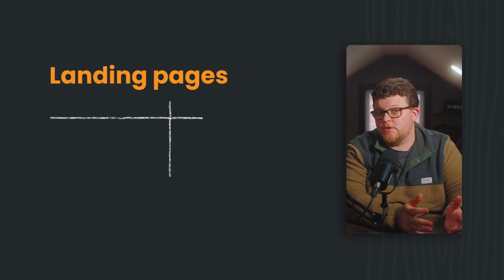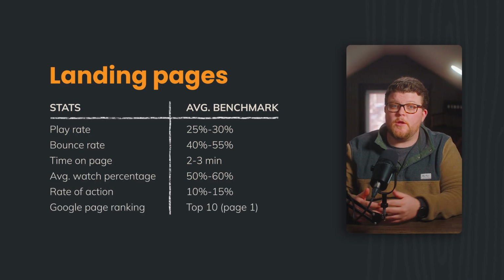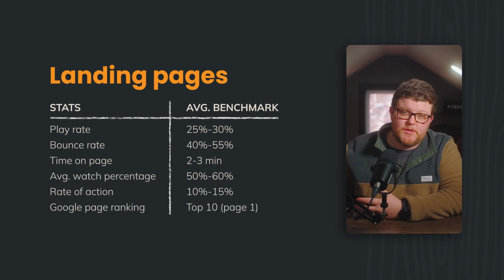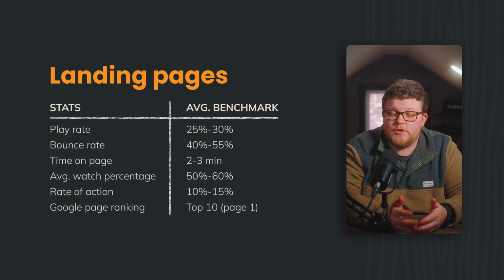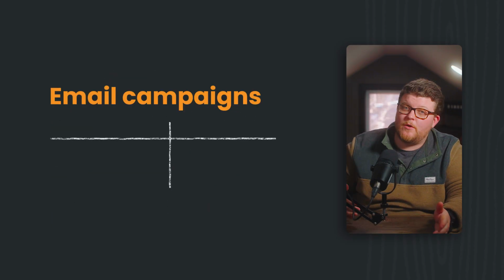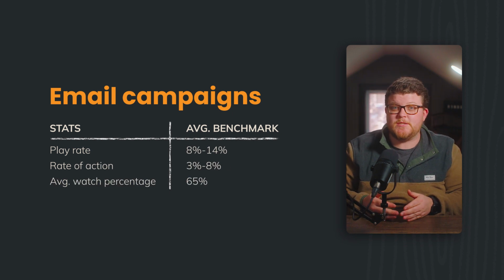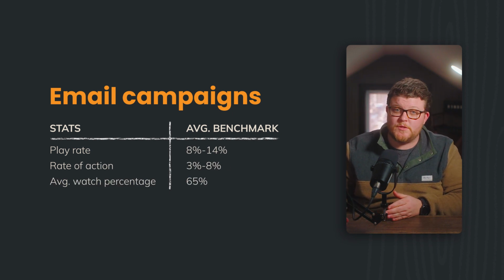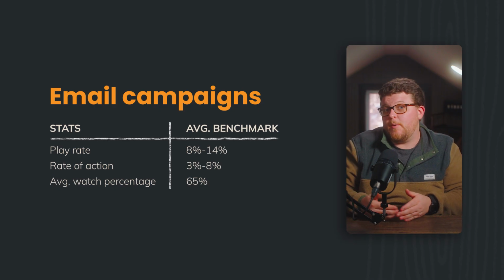Let's start with landing pages. We track these stats specifically to measure friction. For example, if your play rate is high but your bounce rate is up, your video isn't doing its job of keeping people on the page, something you should definitely investigate. For email, the goal is conversion intent. We're looking for high click-through and action rates to see if the video is actually pushing the viewers to the next step in the funnel, like booking a discovery call or downloading a policy update.